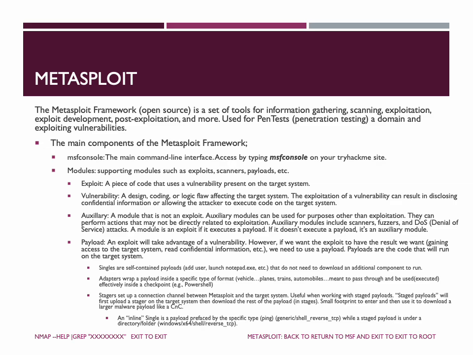Then of course is a payload. What exactly is a payload? An exploit takes advantage of a vulnerability, but if we want the exploit to have a result we want, which is gaining access, reading confidential information, encrypting something, we need to use a payload. A payload is basically the code that will run on the target system. There are multiple different types of payloads. One is singles. Singles are self-contained payloads, such as add user, launch notepad.exe, start a keylogger, something that does not need to download an additional component to run.